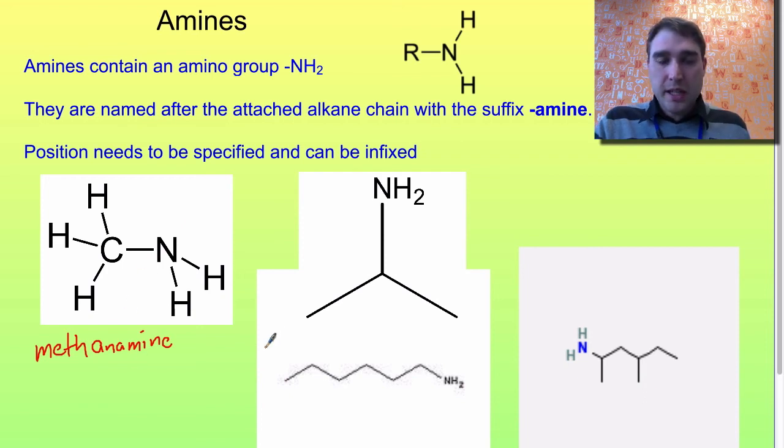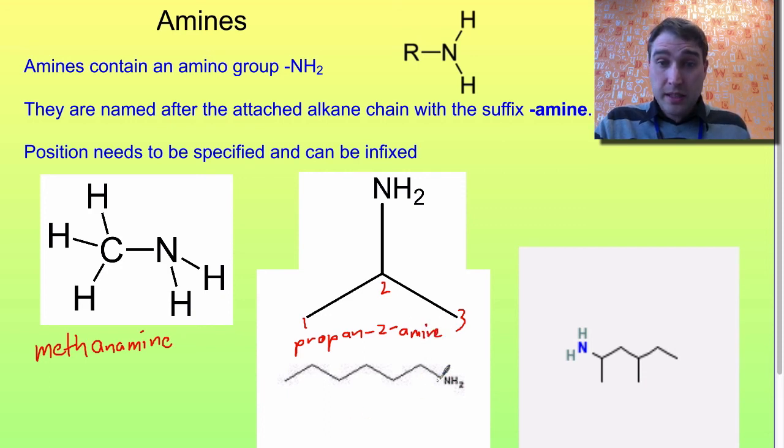If we look at this one now, so we'll number our carbons. So 1, 2, 3. So methyl, ethyl, propyl. So we're going to have prop at the top. So propan. Which carbon is the amine group attached to? It's on carbon 2. So propan 2, and then amine as our suffix.